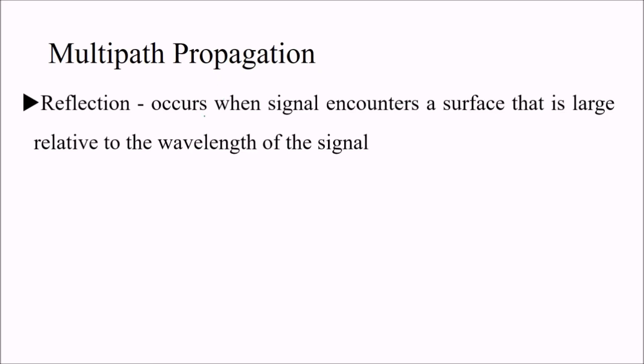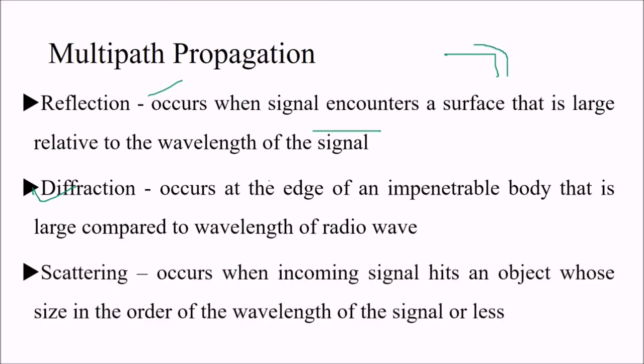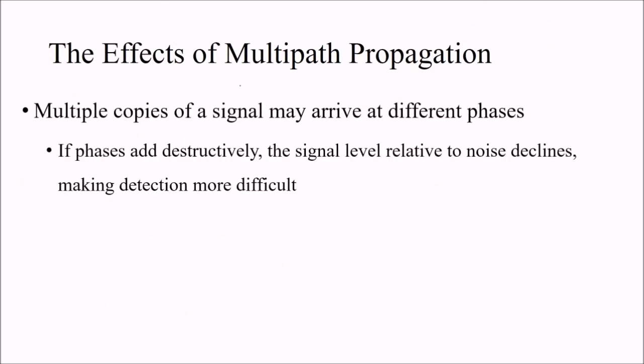Then the multipath propagation. In this we have reflection. It occurs when the signal encounters a surface that is large relative to the wavelength of the signal. Diffraction occurs at the edge of an impenetrable body that is large compared to the wavelength of radio waves. Then scattering occurs when the incoming signal hits an object whose size is on the order of the wavelength of the signal or less, so it will just get scattered. The effect of multipath propagation is that multiple copies of the signal arrive out of phase, with different phases. If the phases act destructively, the signal level relative to the noise declines, making detection more difficult.